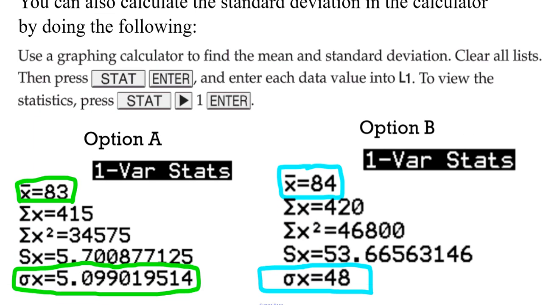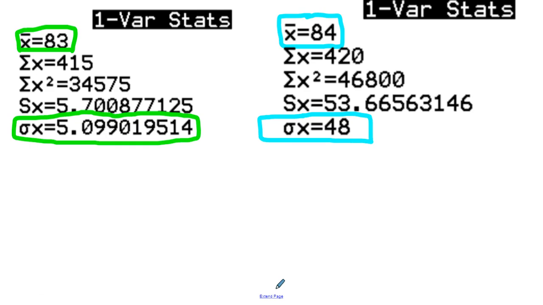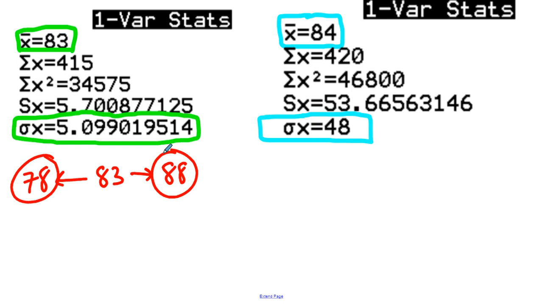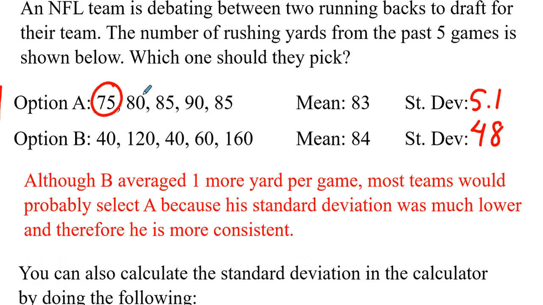Just going to expand a little bit more on what that is actually telling us in terms of the standard deviation. What it means is this. So running back A, his average was 83. His standard deviation is 5.1. Let's just call it 5 to make the numbers nice. It means on average, if I go 5 above and 5 below, most of his games are between 78 and 88 yards. If I go up and look, how many of his games were between 78 and 88? 1, 2, 3, look, 4. The vast majority of his games are in between 78 and 88, right?